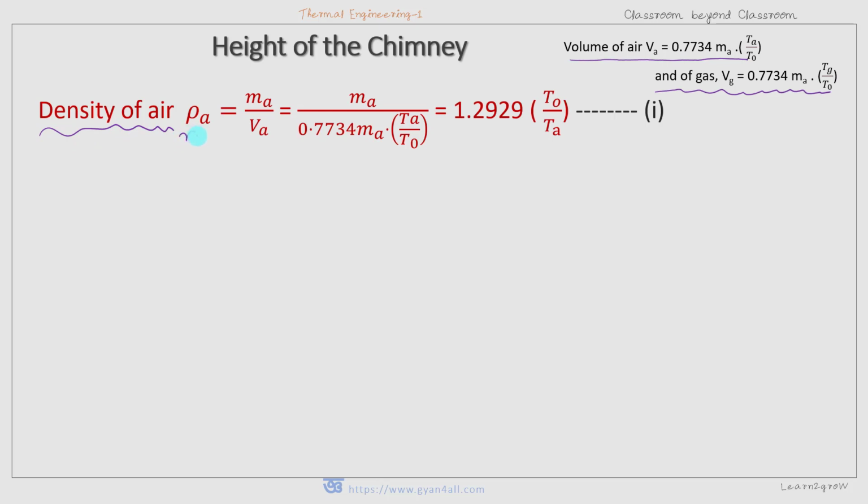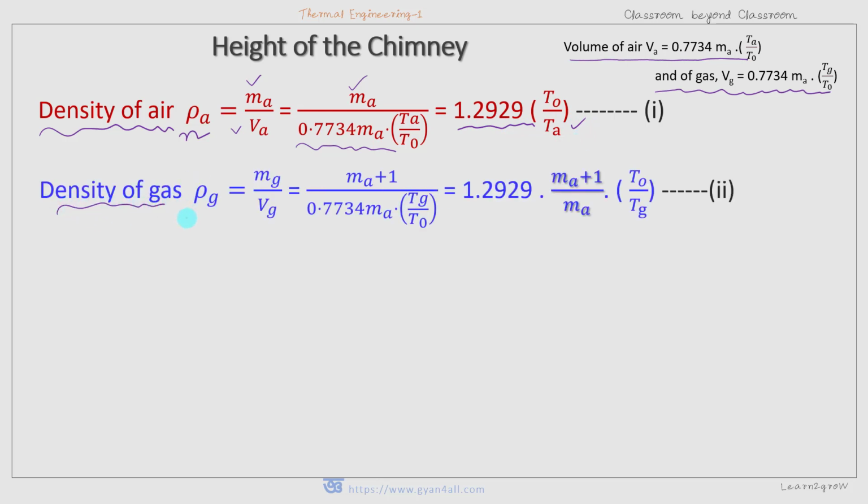The density of air rho a, the definition of density is mass per unit volume, so Ma divided by Va. So Ma divided by Va comes out to be 1.2929 into T0 by Ta. So this is equation number 1. Similarly, density of gas rho g is equal to Mg divided by Vg. I have already mentioned Mg is Ma plus 1, and this is Vg. So this is equal to 1.2929 into Ma plus 1 divided by Ma, or we can say Mg by Ma into T0 by Tg.